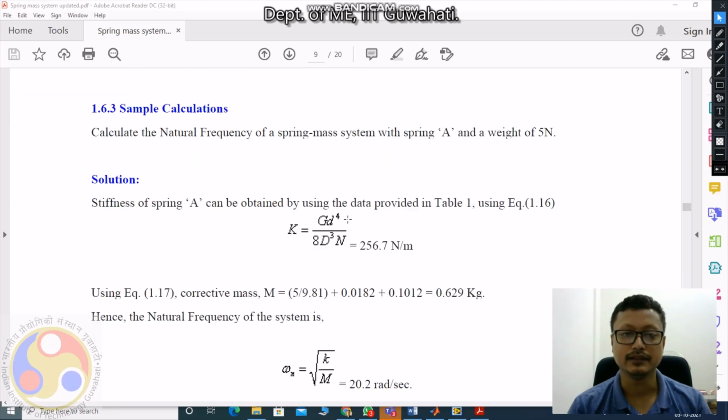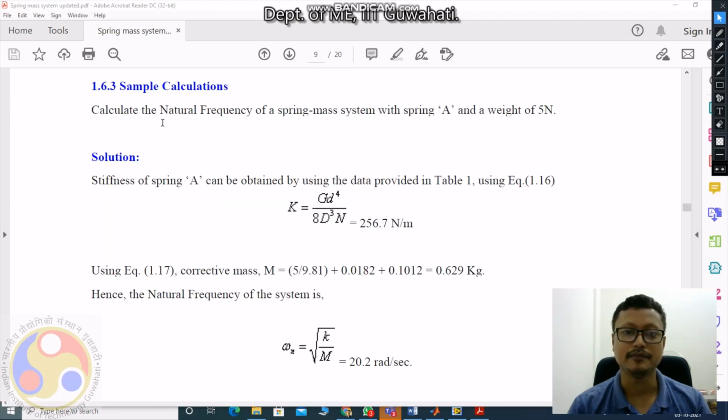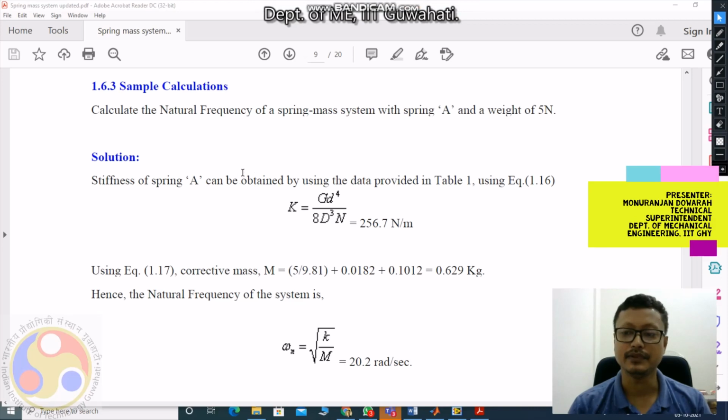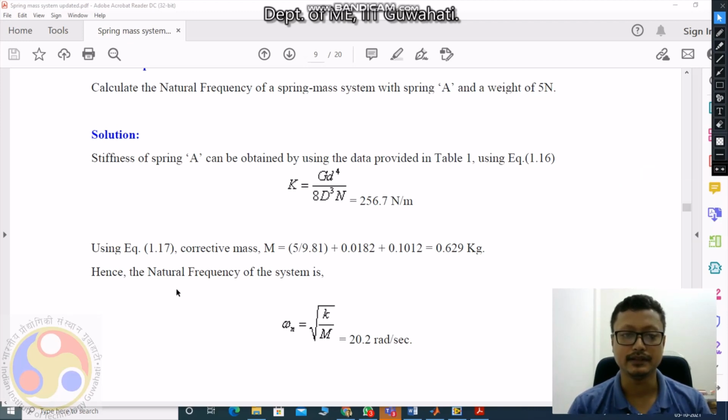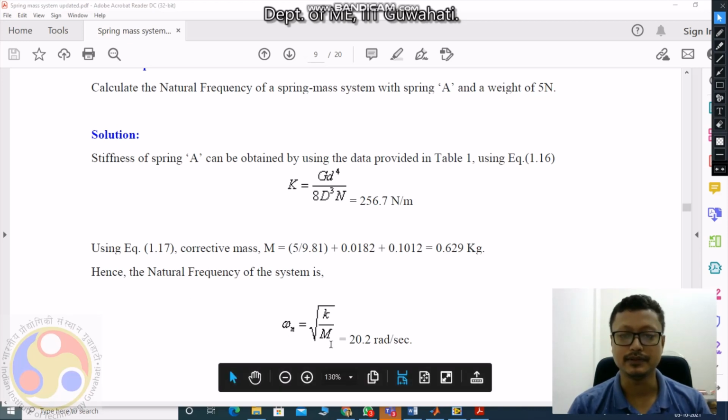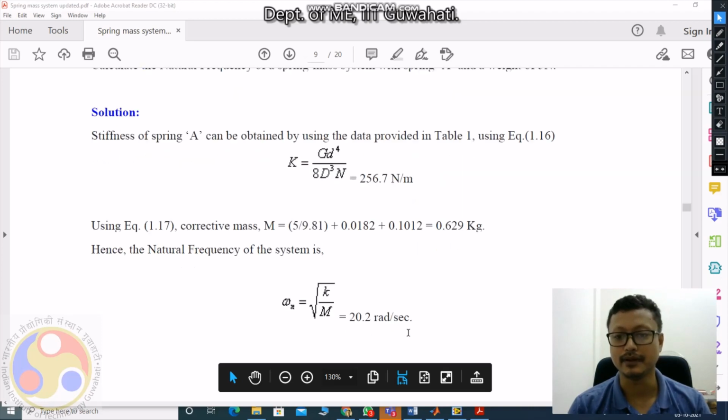Sample calculations are also given here for your help. You can see how to find the data, the stiffness, and then the corrective mass. You can directly divide the mass by 9.81, the acceleration due to gravity, to get the corrective mass. If you put in the natural frequency formula, you get the natural frequency in radians per second.